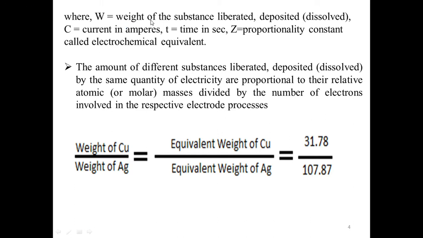W means weight of the substance liberated or deposited. C means current in amperes. T means time in seconds. Z means the proportionality constant, called the electrochemical equivalent.